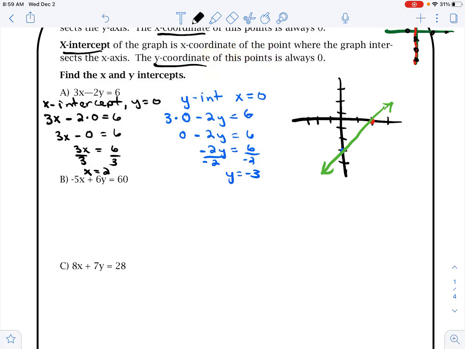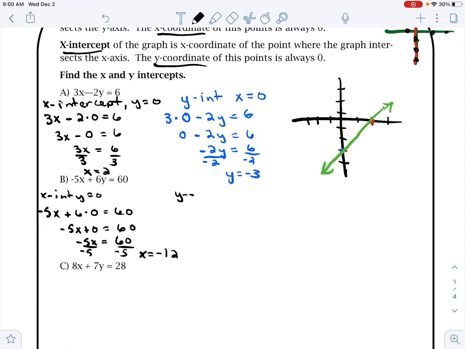Once again, if I want to find the x-intercept, that means y equals 0. So negative 5x plus 6 times 0 equals 60. 6 times 0 is 0, and negative 5x plus 0 is negative 5x equals 60. Then divide by negative 5. So x equals negative 12.